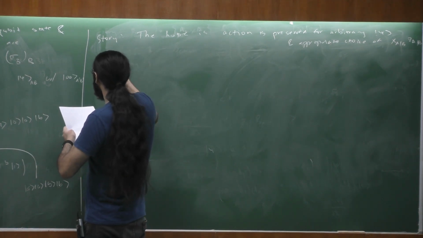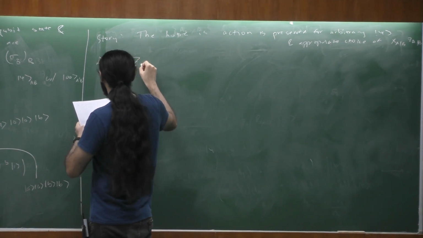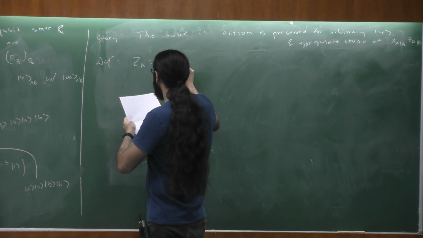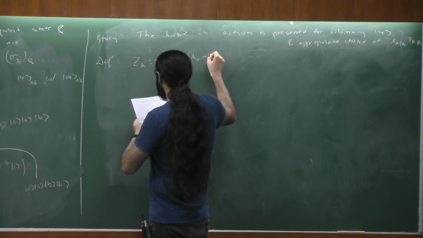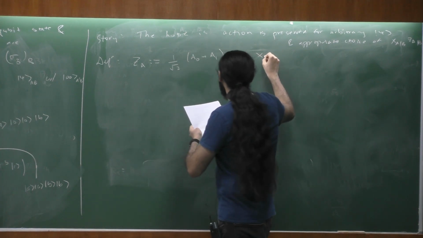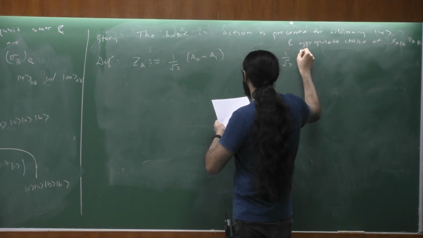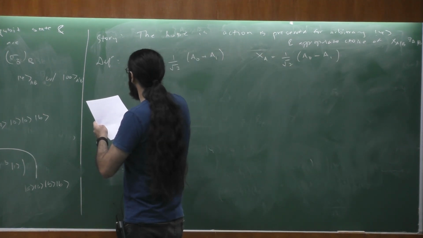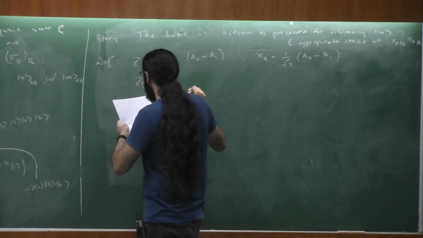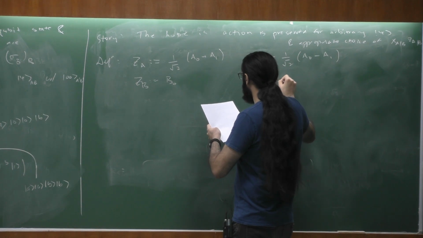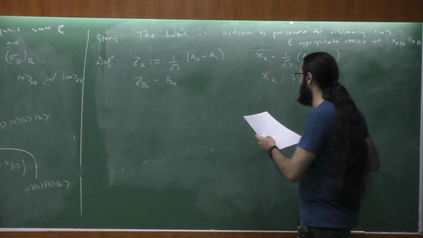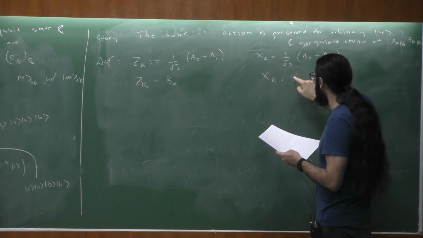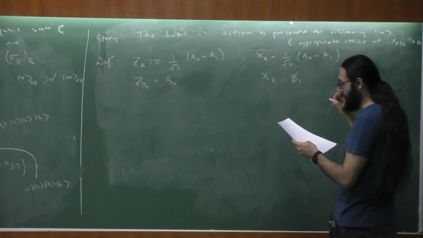So let us fix the choices of these observables. What we are going to use is A0 and A1. X_A would be 1 over square root of 2, (A0 minus A1). Z_B would be B0, and X_B would be B1. Okay, so that's the definition that we are using. Why this definition, will slowly become clear, hopefully.